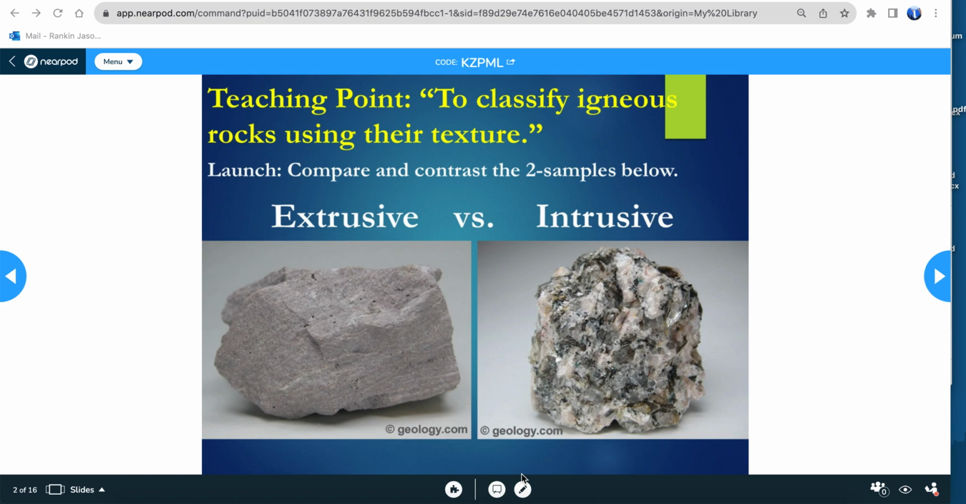And this here is a lesson on the introduction to igneous rocks. All right, so teaching point, I'm going to keep it as a question for now. I'm sorry, to classify igneous rocks using their texture. All right, compare and contrast the two samples below. We have an extrusive rock versus an intrusive rock.